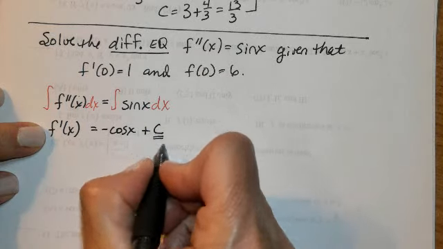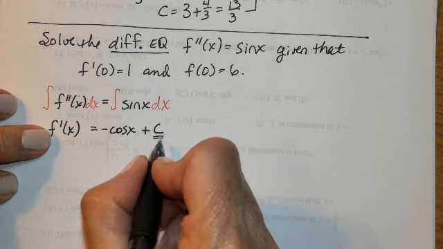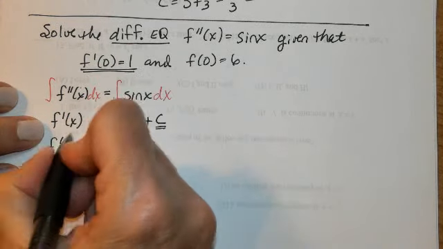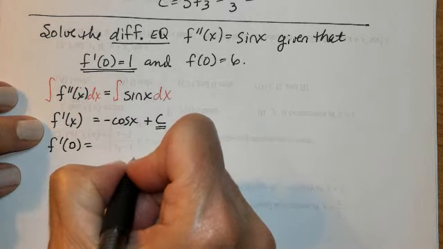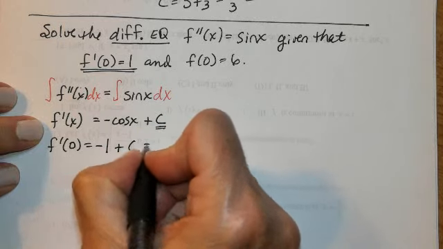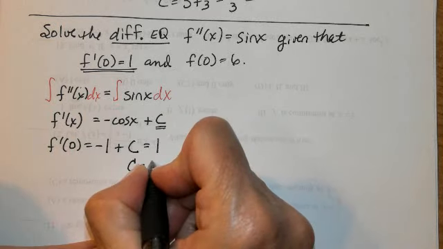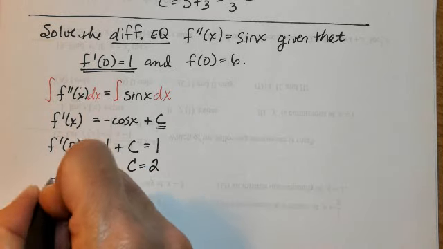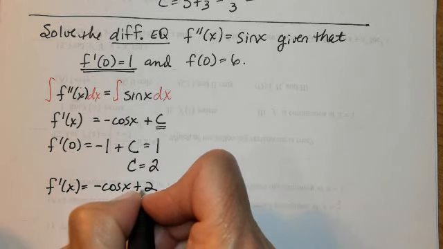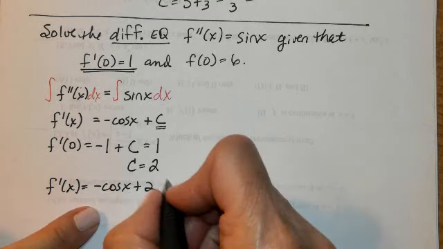Now we need to find this c. Before you go on to find f, go ahead and find the c. So f prime of 0 is equal to negative cosine of 0. Cosine of 0 is 1, so that's negative 1 plus c. But I know that that is equal to 1, so c must be 2. So f prime of x is negative cosine x plus 2. Now we need to keep going because we've found the derivative of the function, but we haven't found the function.